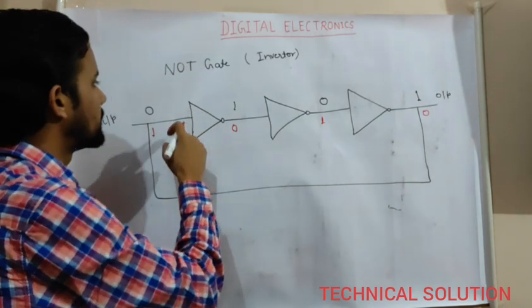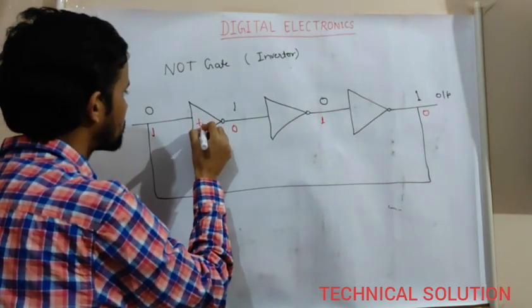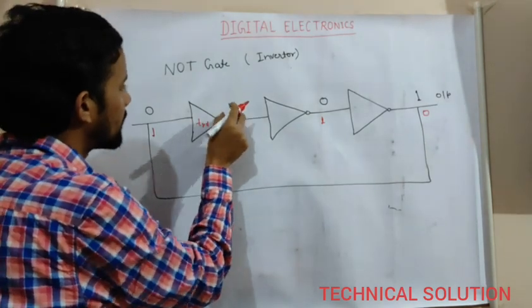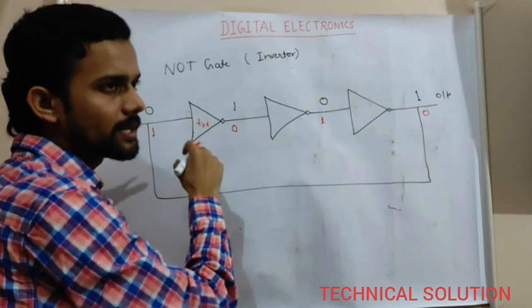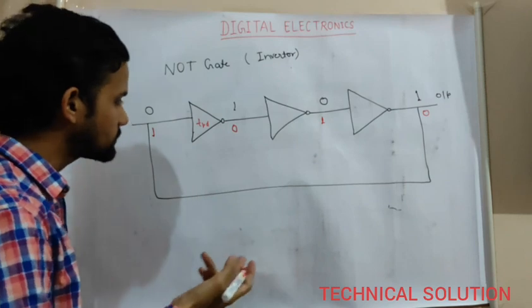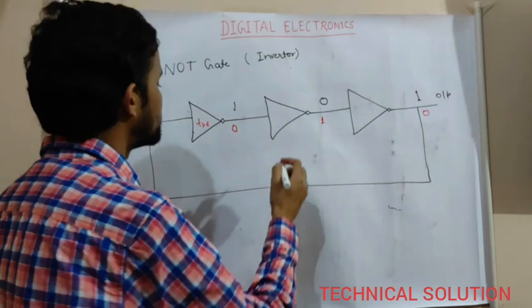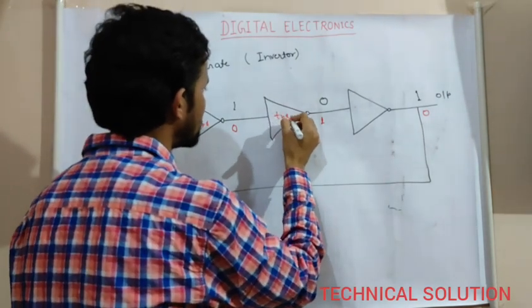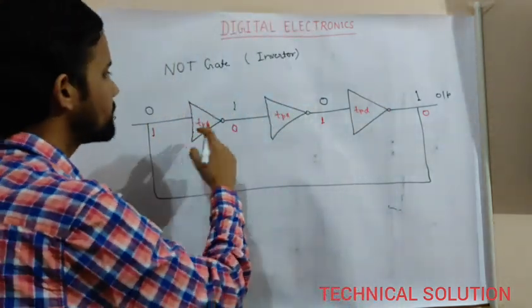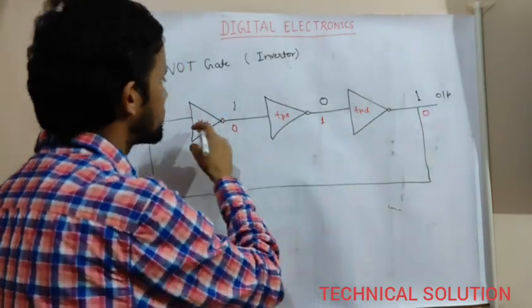Suppose this inverter has a propagation delay TPD. Propagation delay means if we apply 0, then we get 1 after this delay. This inverter has a very low propagation delay, in terms of picoseconds or nanoseconds. And this again has a propagation delay TPD, and this again has a propagation delay TPD. All have the same propagation delay TPD. There are 3 inverters.